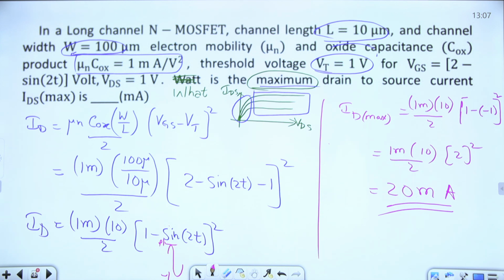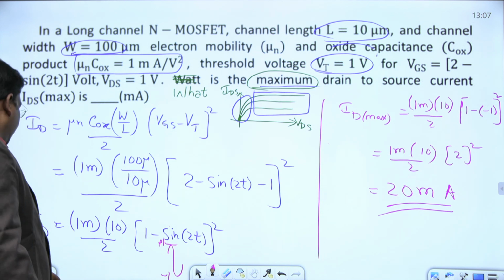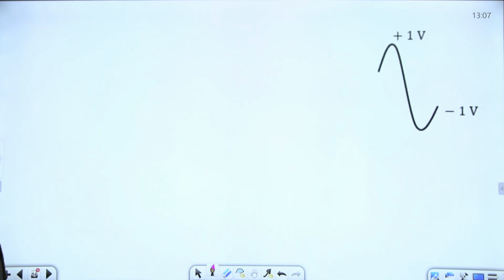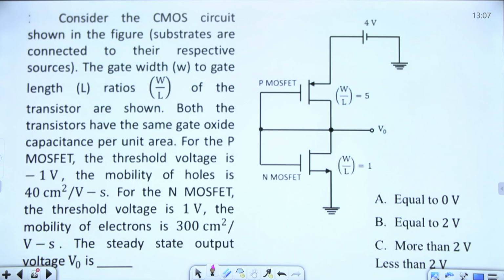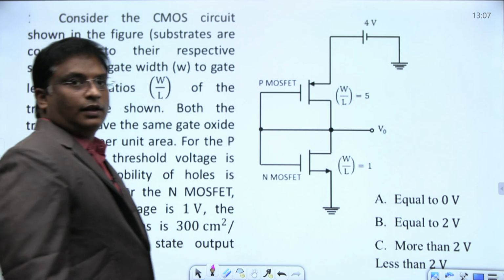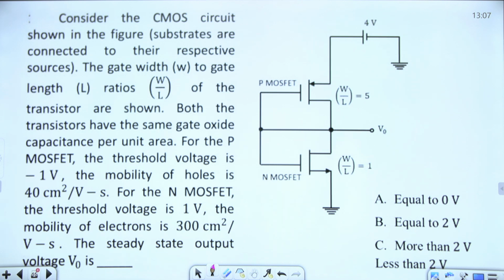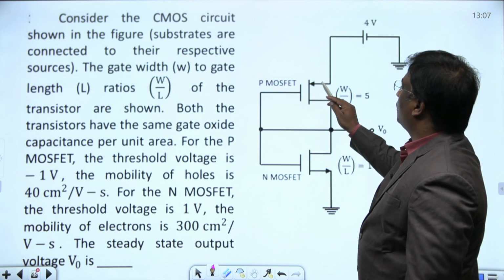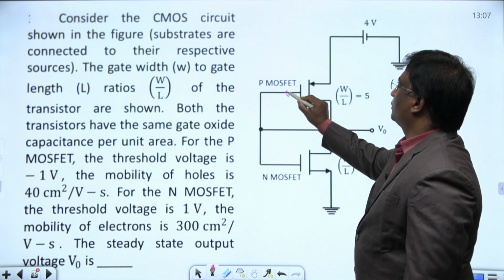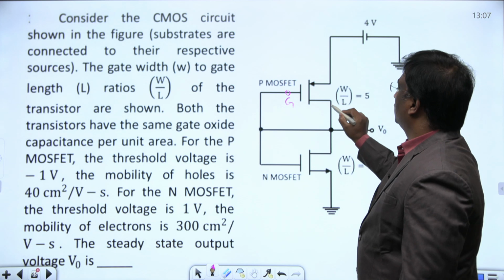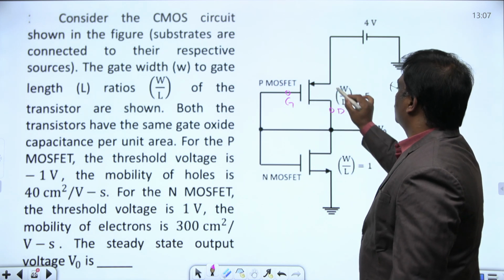Okay, let's move on to the next question. This is the question. Consider the CMOS circuit shown in the figure. Substrates are connected to their respective sources. Here, this is a MOSFET. For this MOSFET, the terminals are: this is the gate, this is the drain, this is the source.